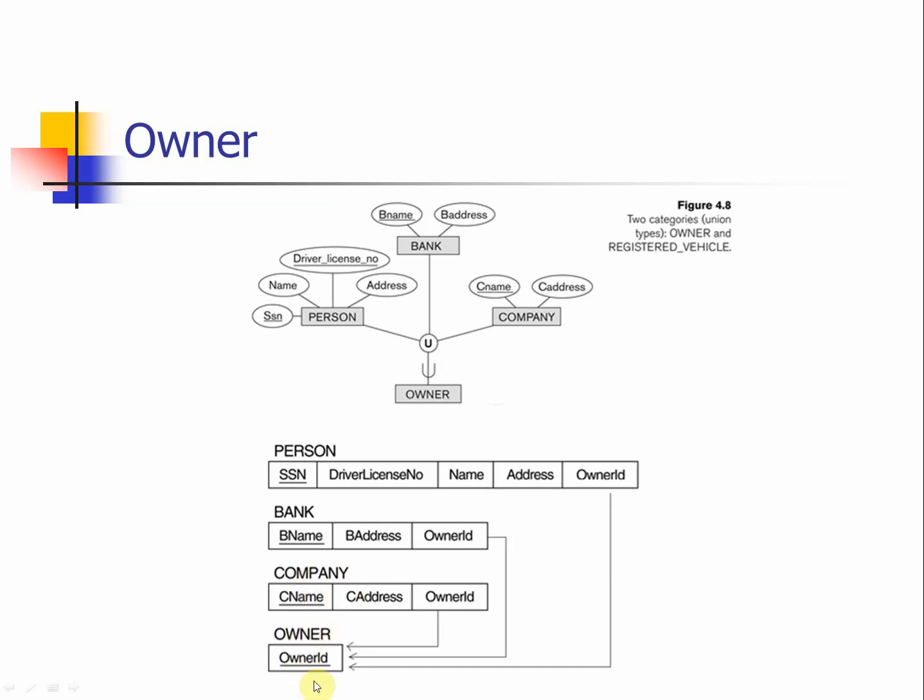Say the third owner is a company, then we will have company name, company address, owner ID 3 that will link to the owner. So this is how we will be able to provide the choices of a person or a bank or a company. And that's all because we create the ID for every single owner that we have, and we use that as the foreign key link back to the owner. So this is how we will be able to handle the union operation.